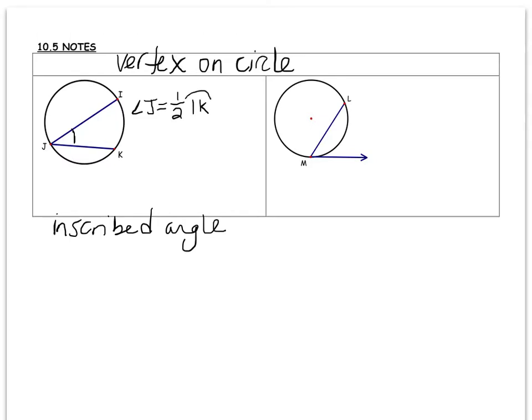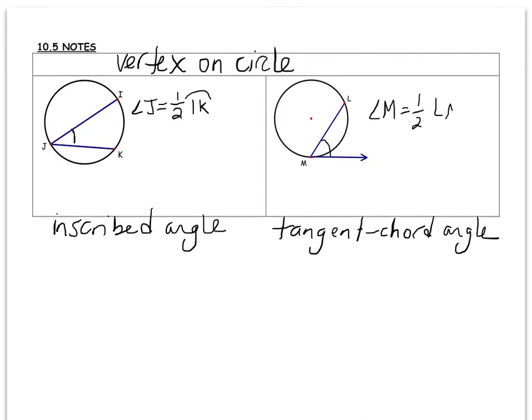So we're grouping this with the one to the right because the same is true. Technically, this is called a tangent chord angle. It's a tangent matched with a chord. You do not have to know these names. But the same thing is true here. We have a vertex on the circle, and angle M is 1/2 that inscribed arc, which is arc LM. So say LM was 40 degrees, angle M would be 20 degrees. So those two rules are true anytime that vertex is on the circle.